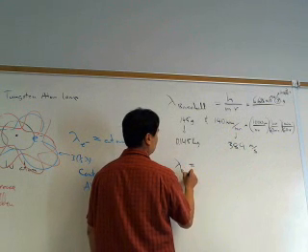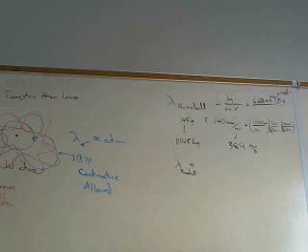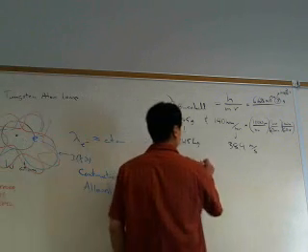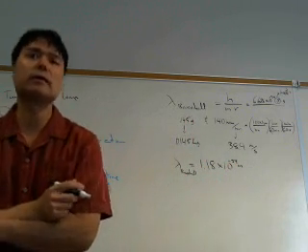So lambda for the baseball comes out to be times 10 to the negative 34, 1.18 times 10 to the negative 34 meters. Okay, thanks.